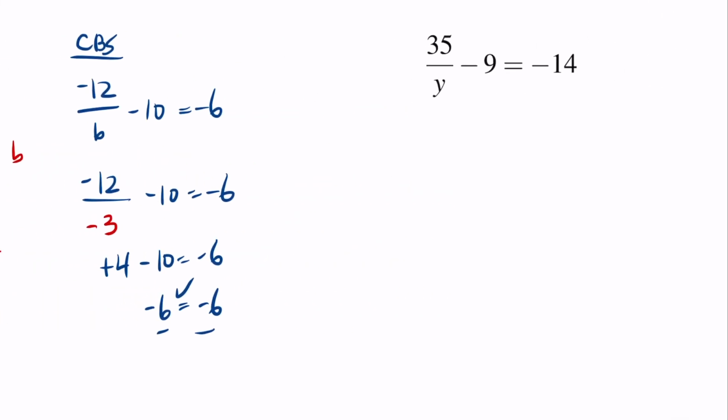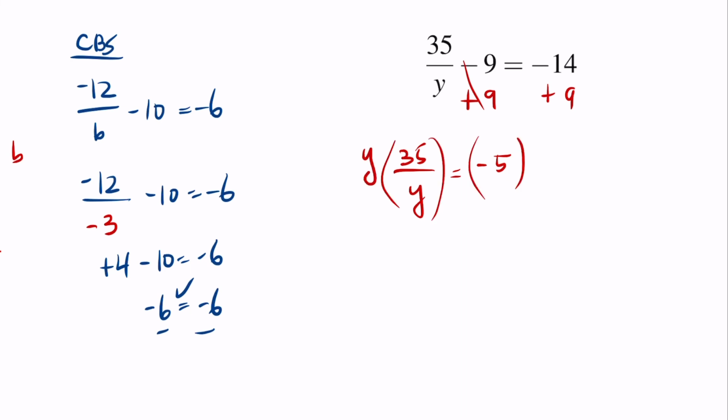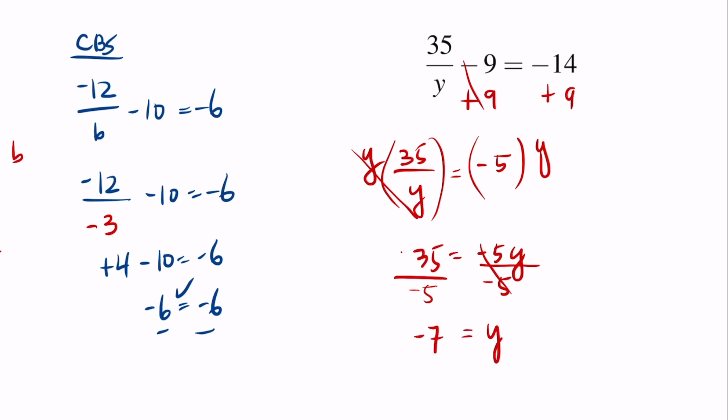And the last example, okay, positive 9, so you're left with 35 over y equals negative 14 plus 9 is negative 5. Okay? Multiply both sides by the denominator. So 35 is equal to negative 5y. Now, how to isolate y? Leave y by itself. We divide it by the coefficient of negative 5. So you have y is equal to negative 7 because positive divided by negative is negative.